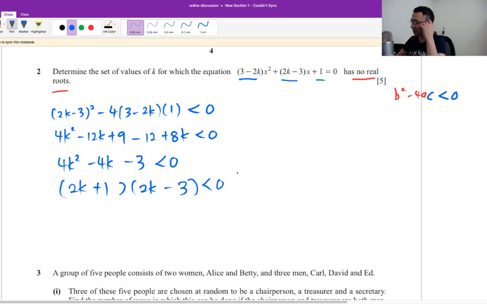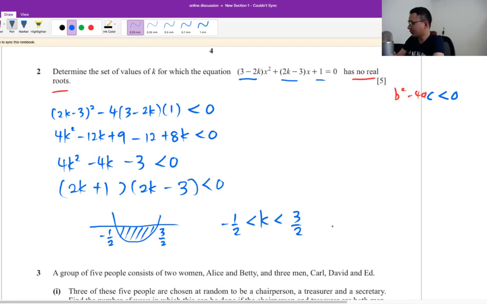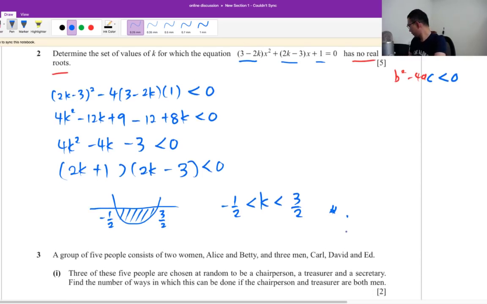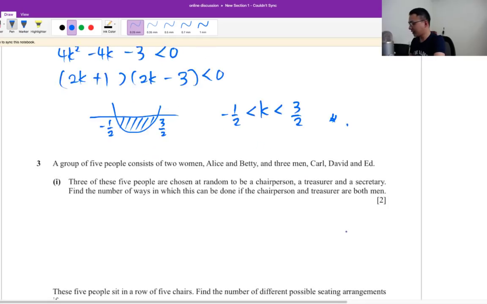Because this is an inequality for a quadratic, you should know less than 0 means you will get the values below the x-axis, isn't it? So you will get 3 over 2 and negative 1 over 2. So your k value should be between negative half and 3 over 2. Right, this is how you should solve this kind of question. Okay, so let's move on.